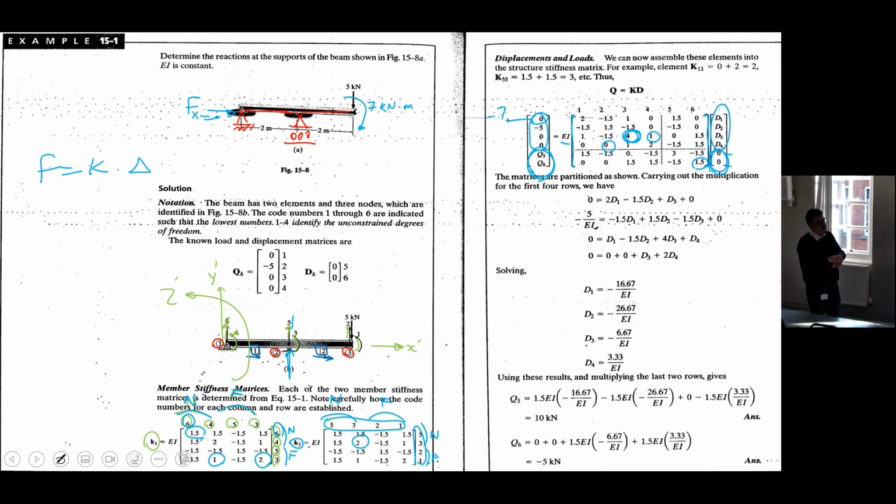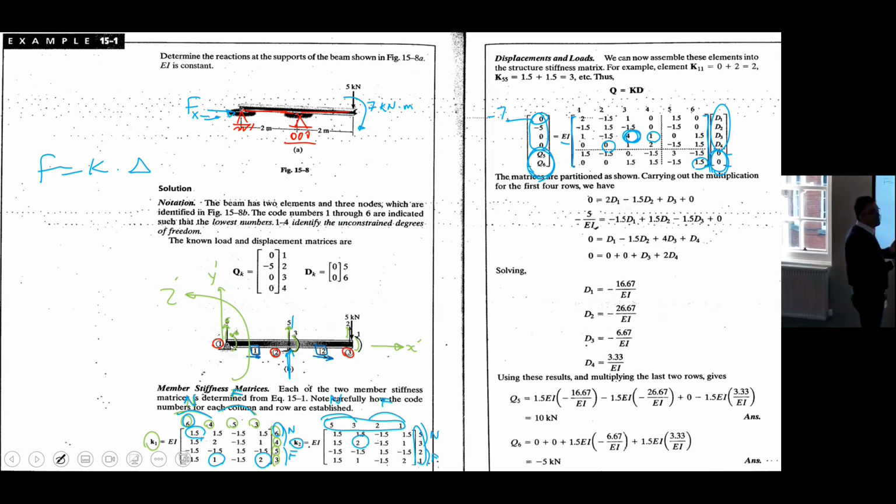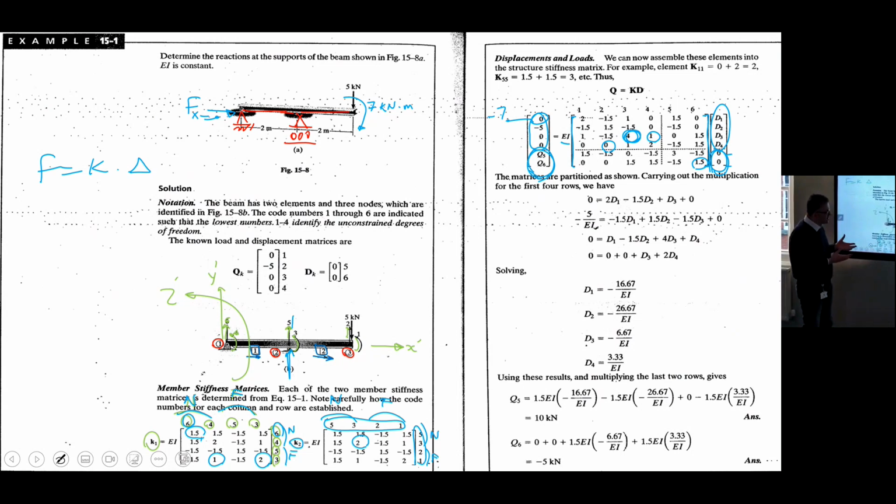What are Q1, 2, 3, 4? Sorry, D1, 2, 3, 4. Displacements of the degrees of freedom 1, 2, 3, 4. Are they known or unknown? Do we know them or should they be calculated? If we knew them, we'd write the number. They are unknown, and they are the aim of solving this problem. We need to calculate the deformation.